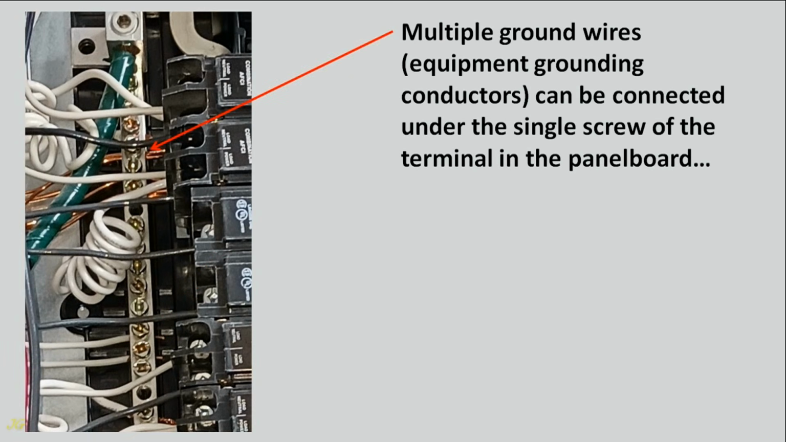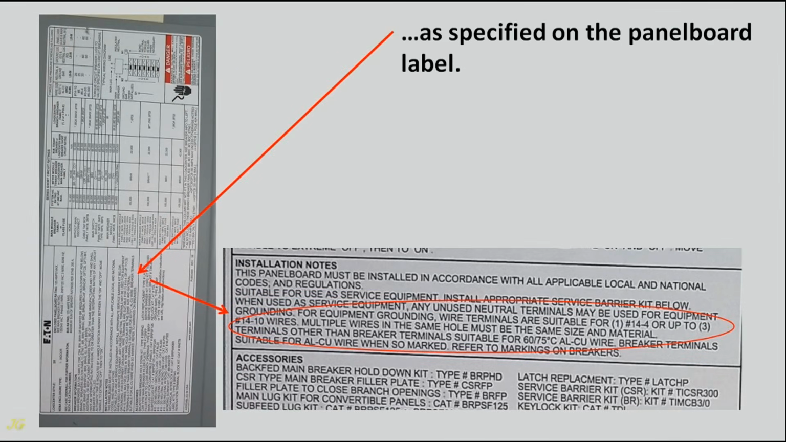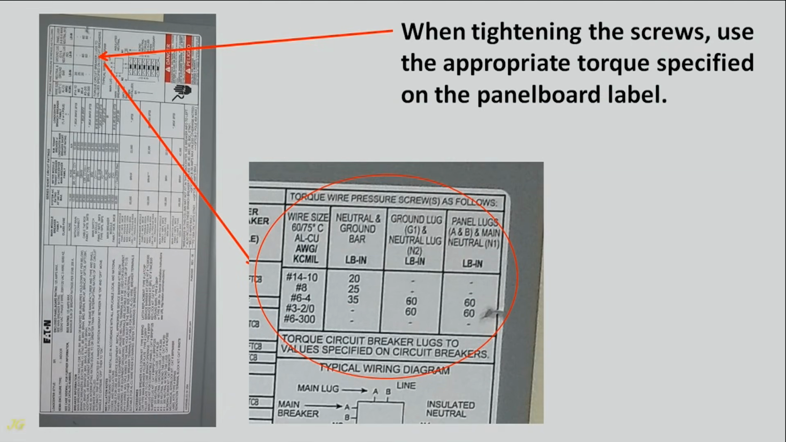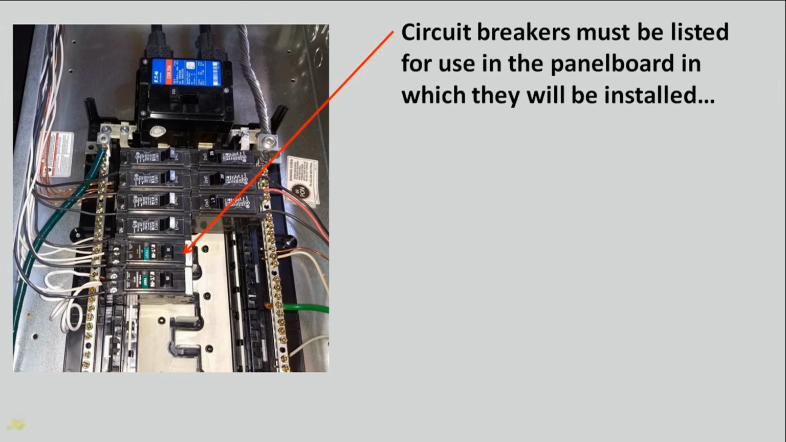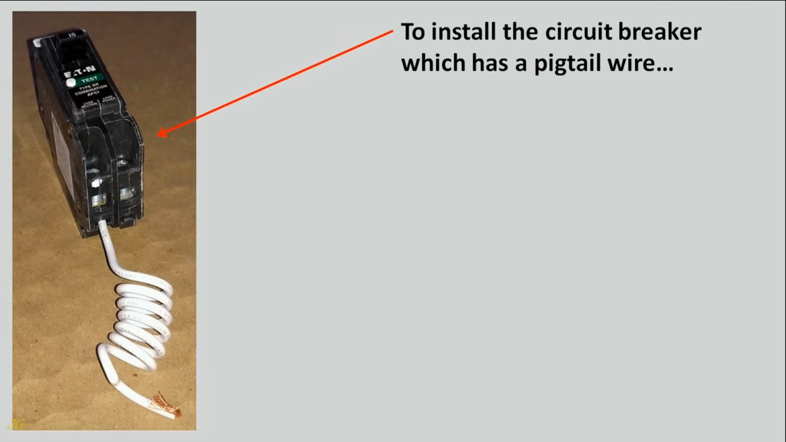Multiple ground wires, equipment grounding conductors, can be connected under the single screw of the terminal in the panel board, as specified on the panel board label. When tightening the screws, use the appropriate torque specified on the panel board label. Circuit breakers must be listed for use in the panel board in which they will be installed. Check the panel board label to install the circuit breaker which has a pigtail wire.